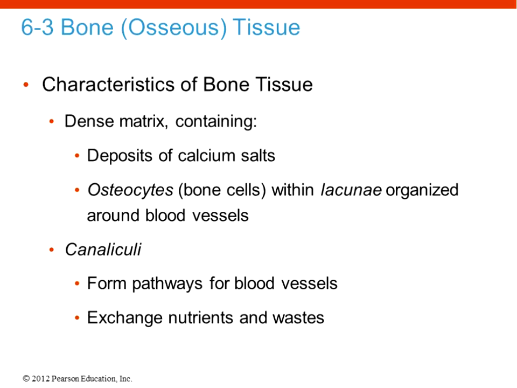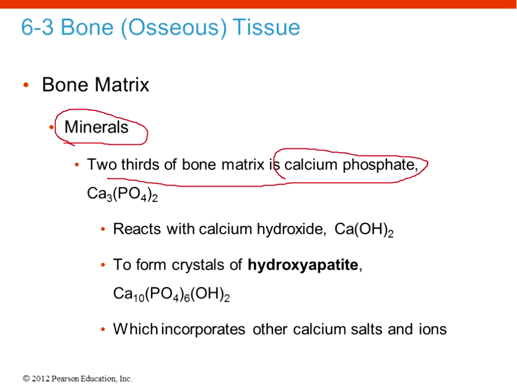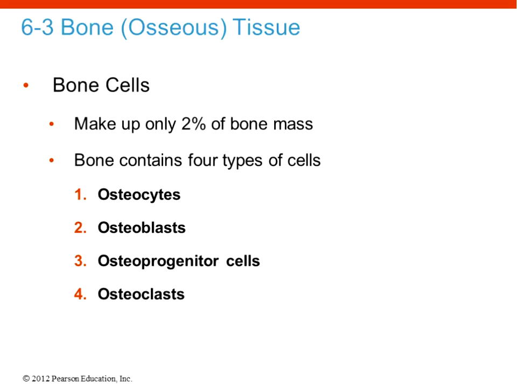The matrix, again, contains primarily calcium. There are canaliculi, which are pathways that form blood vessels to connect these adjacent bone cells. So the bone matrix, again, one component is minerals. So 2/3 of bone is what's called calcium phosphate, right? This also is referred to as crystals of hydroxyapatite. And this is what the vast majority of the bone is made of, so calcium phosphate. The other primary third of this extracellular component are the matrix proteins, which is primarily collagen fibers. So we have this matrix being made of primarily calcium phosphate and collagen fibers, which gives it a lot of strength, but also gives it some resilience as well.